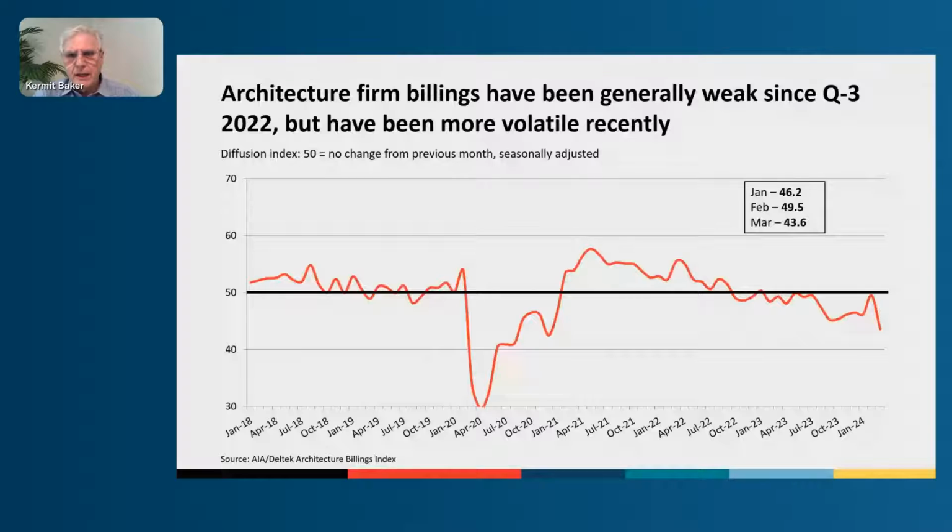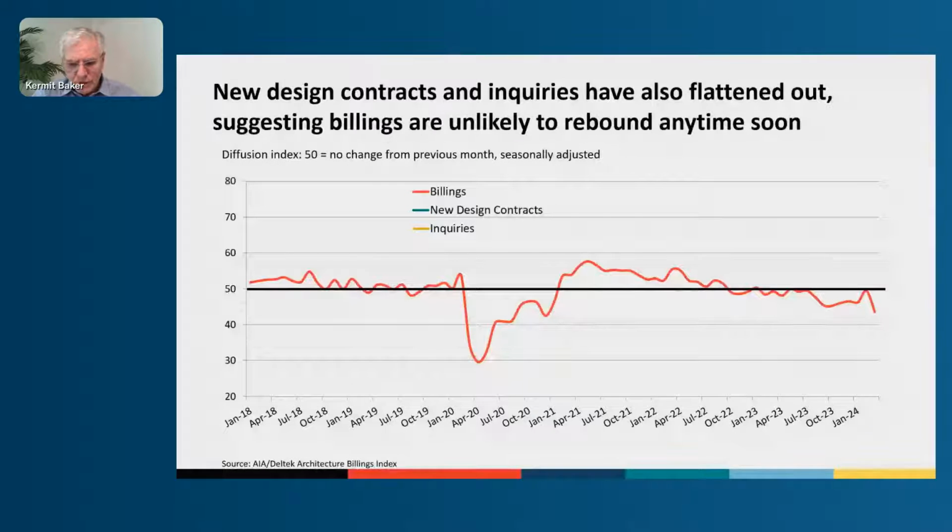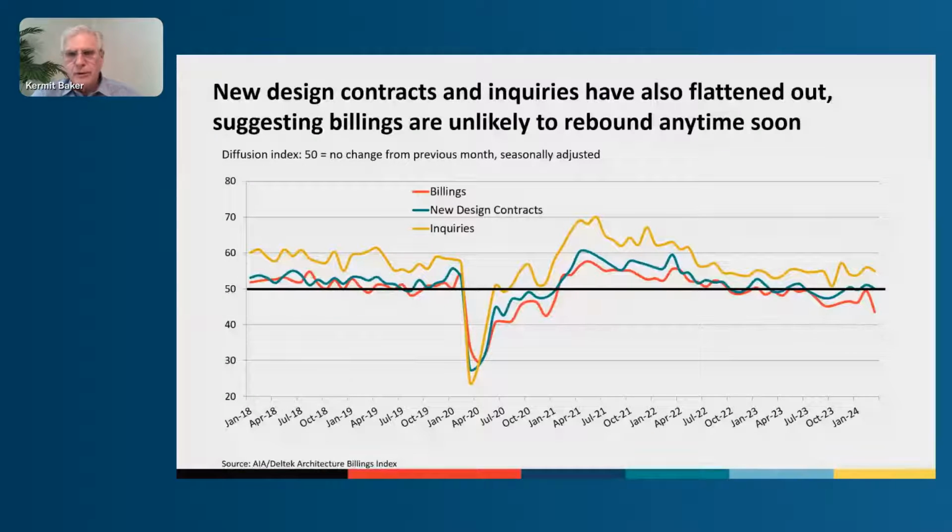And the next slide, again, sort of shows the number, but we're going to compare it to some other indicators, which didn't fall as much in March, but also didn't show any signs of likely improvement in the near term. So new design contracts, that's the teal bar there. That's new project work coming into firms. That's been quite flat recently, basically what it's been since late 2022.